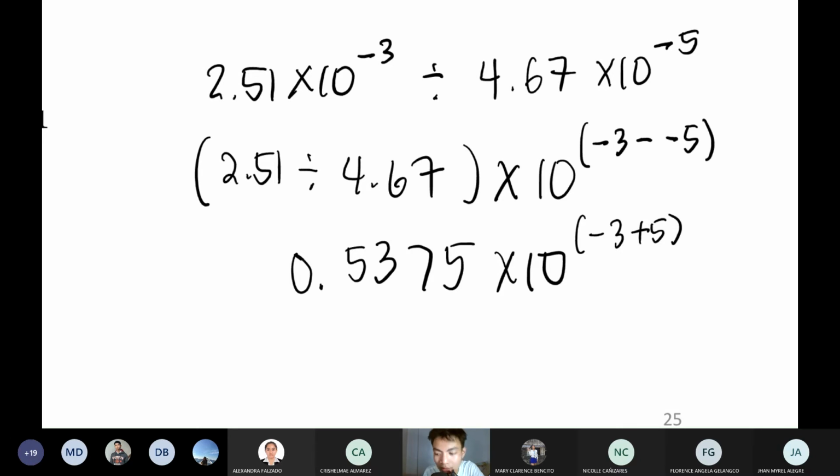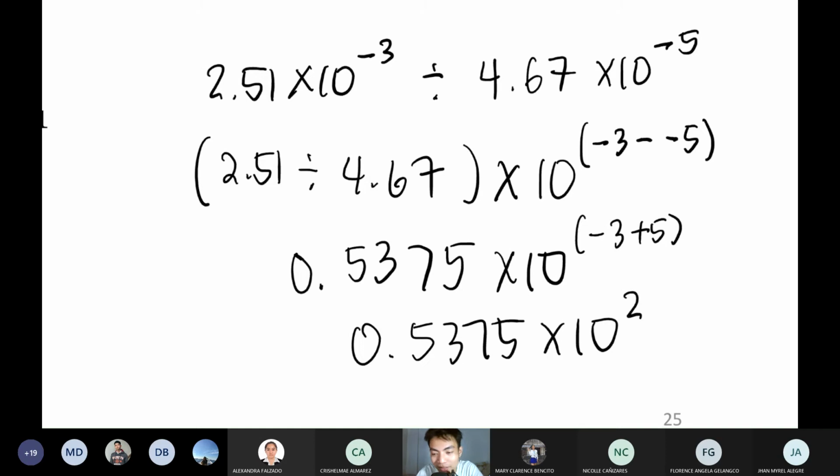Okay, so that will be, ano yung magiging sagot natin? 2 na. So 2. Okay, so is this the final answer? No, no, no. Bakit hindi yun yung final answer? Kasi this is less than 1.